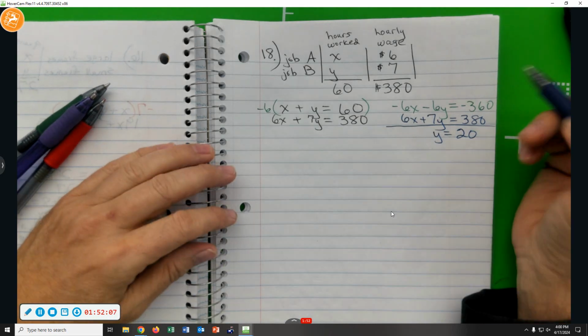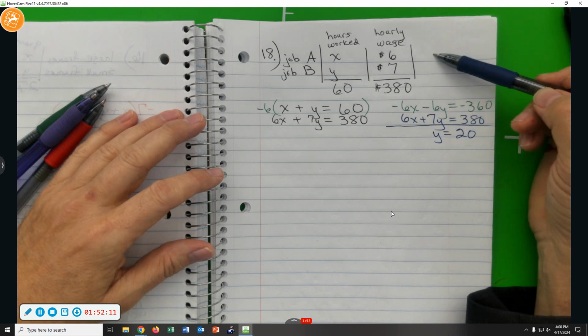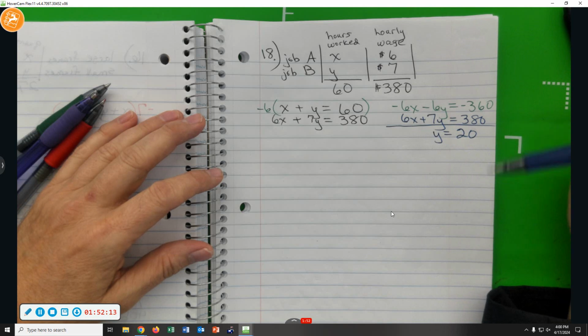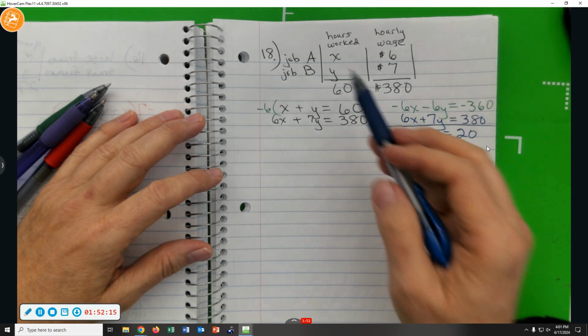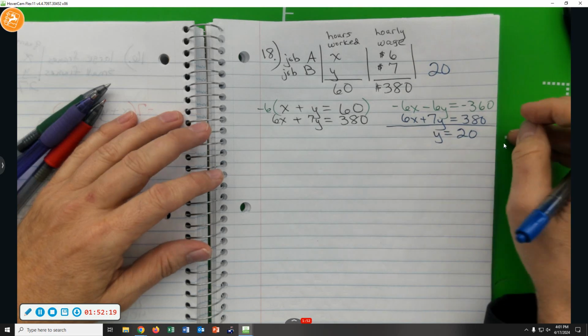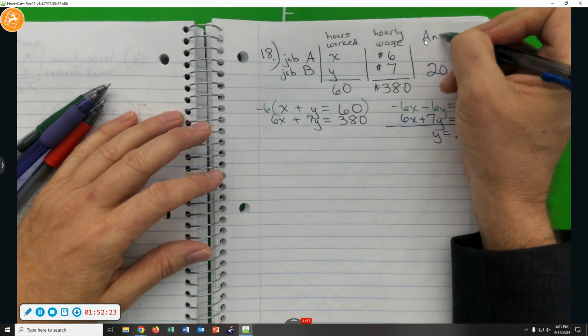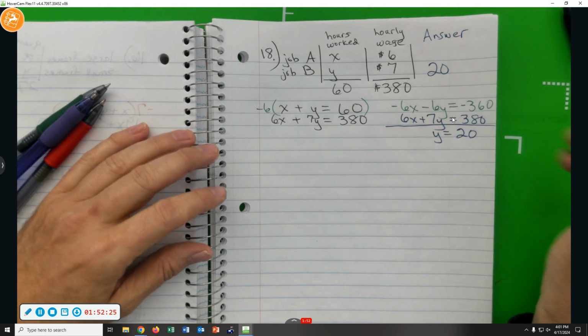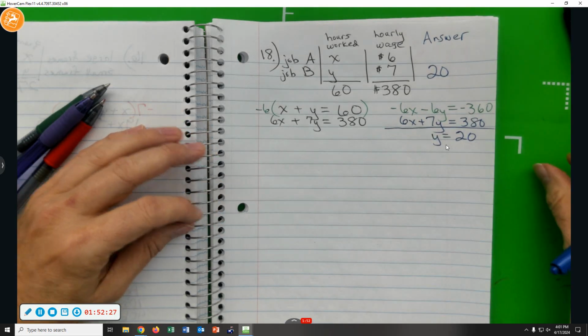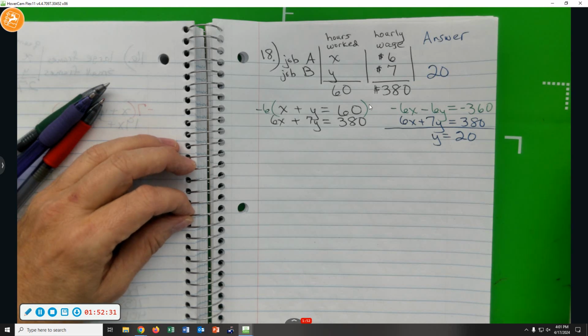So, where do I put the 20? Here or here? Top or bottom? Okay, Y is for job B. So he works 20 hours at job B. There's my answer. And, oh, wow, this is bad. Johnny is working 20 hours at job B. How many hours is he working at job A?